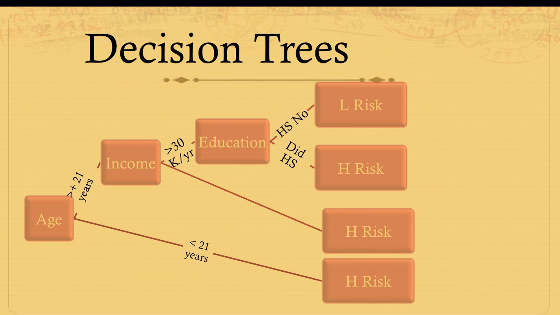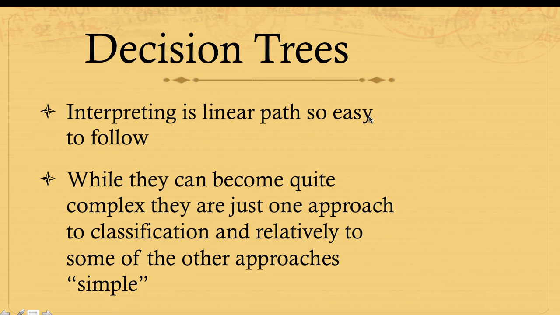If they are greater than 21, then we come to another attribute that we might look at, which is income. Notice that in some cases we only have to look at one attribute and we're done. In some cases we look at multiple attributes. Here we look at whether their income was greater than 30K a year or less than 30K a year, and if it's greater, we look at their education. By the time we get down to the last leaves, as they're called, the end points, we have classified them. That's really what decision trees are about.